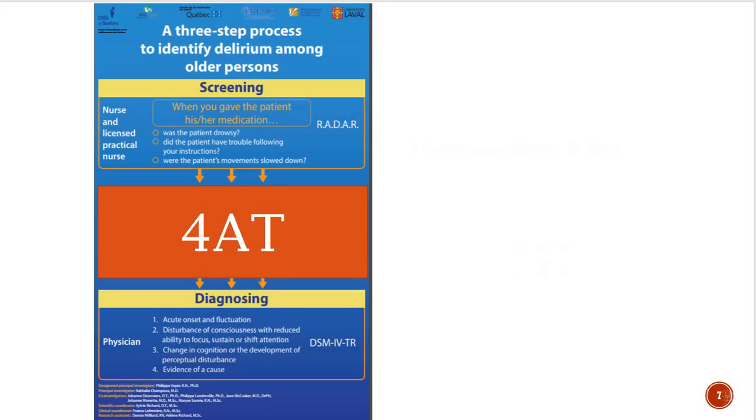To conclude this video, I would like to remind the viewers that RADAR is really a screening tool, so it's really a first step to be able to detect very quickly symptoms of delirium. Then when you have a positive item on the RADAR, you move to the next step, which is to do the 4AT. And then if the 4AT is positive and is suggestive of a delirium, you really have to advise the physician about your results and implement the interventions that are required by the condition of the patient.